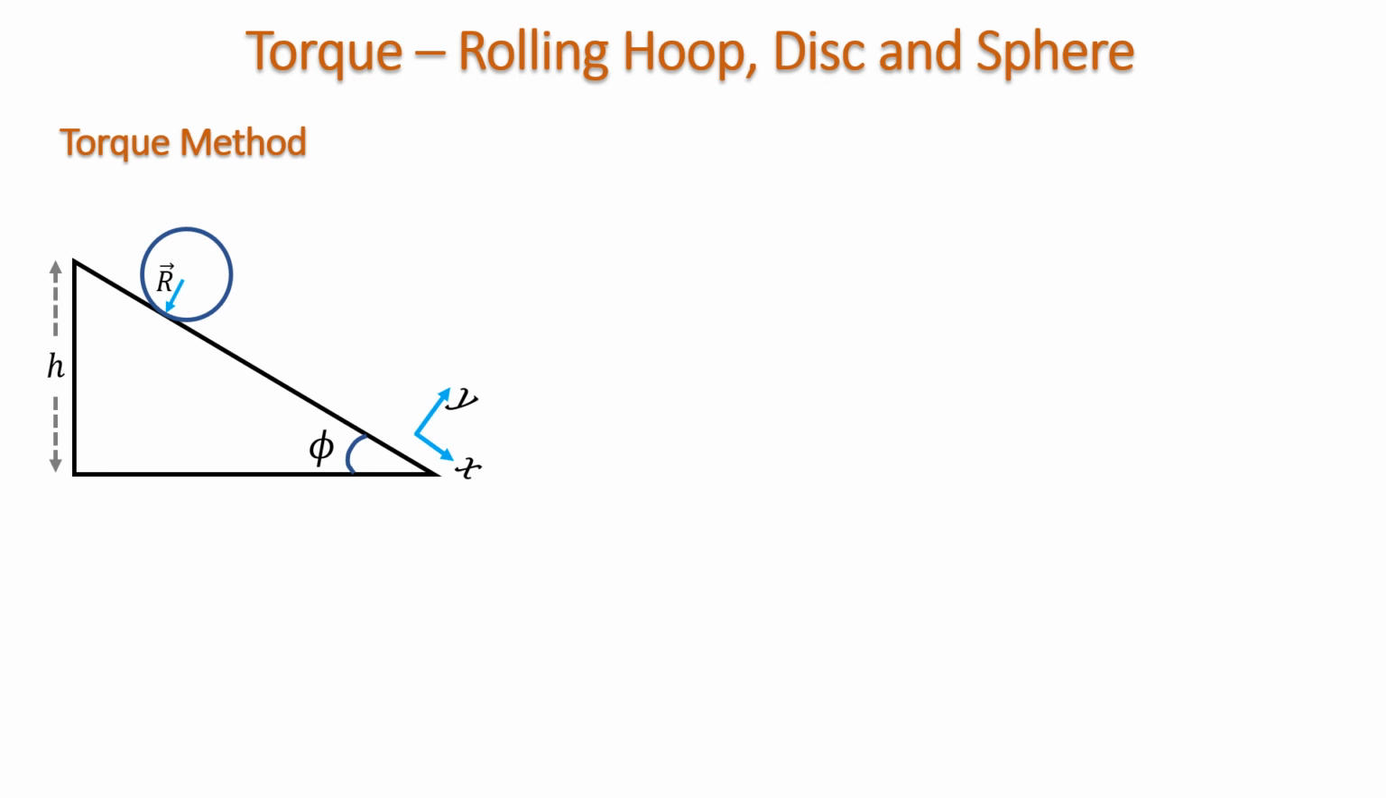Along the x-axis as shown, there are two forces acting on the object. Note that the x-axis is along the inclined plane. One is the force mg sine phi, which is reduced gravitational force due to inclination. Second is the frictional force due to which the object is not slipping. The net force is not zero, so it will accelerate as given by Newton's second law.